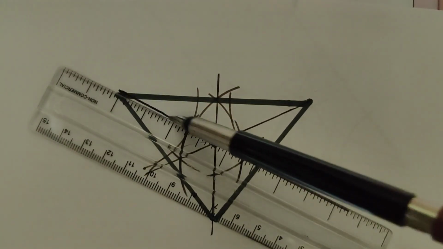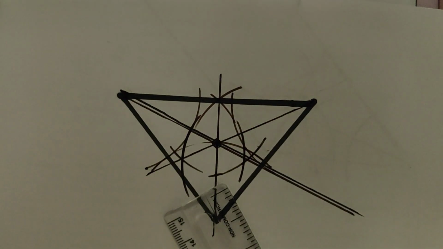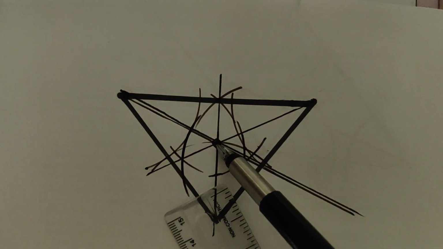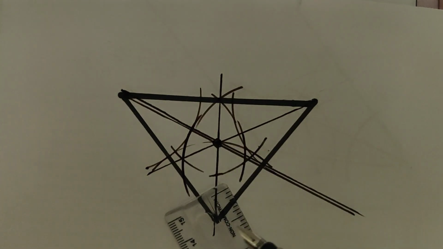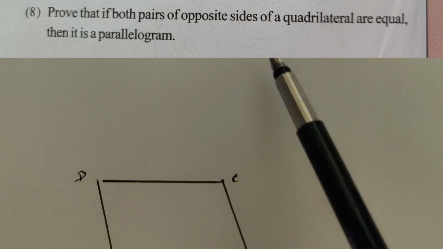What we can see is that all three angle bisectors go through one single point, or we can say the three angle bisectors meet at a single point inside the triangle. Then the next question.